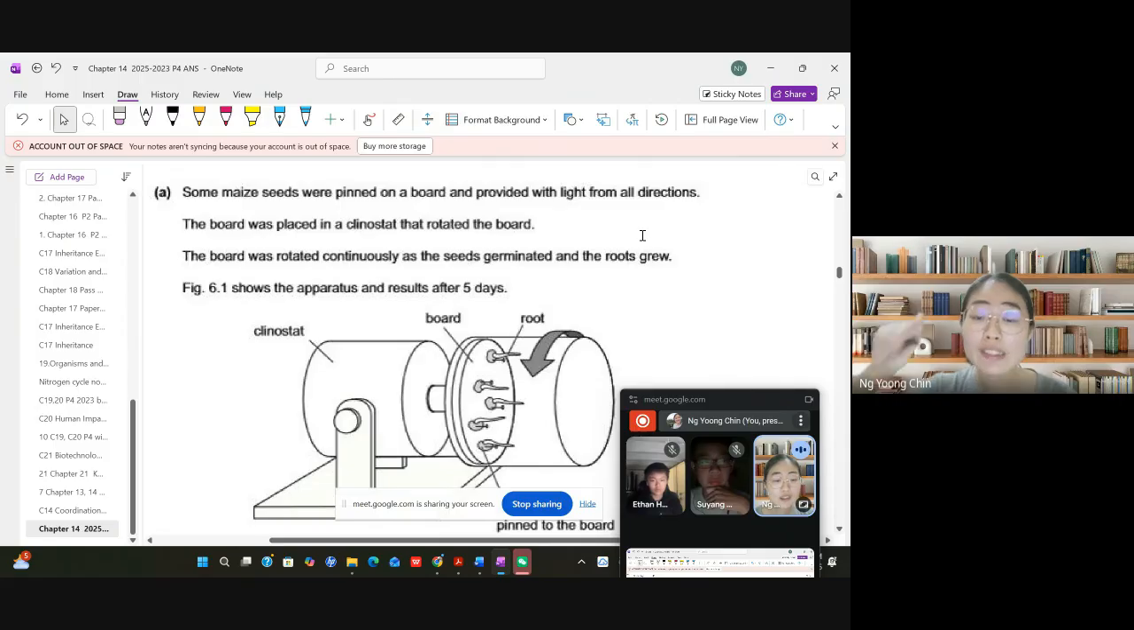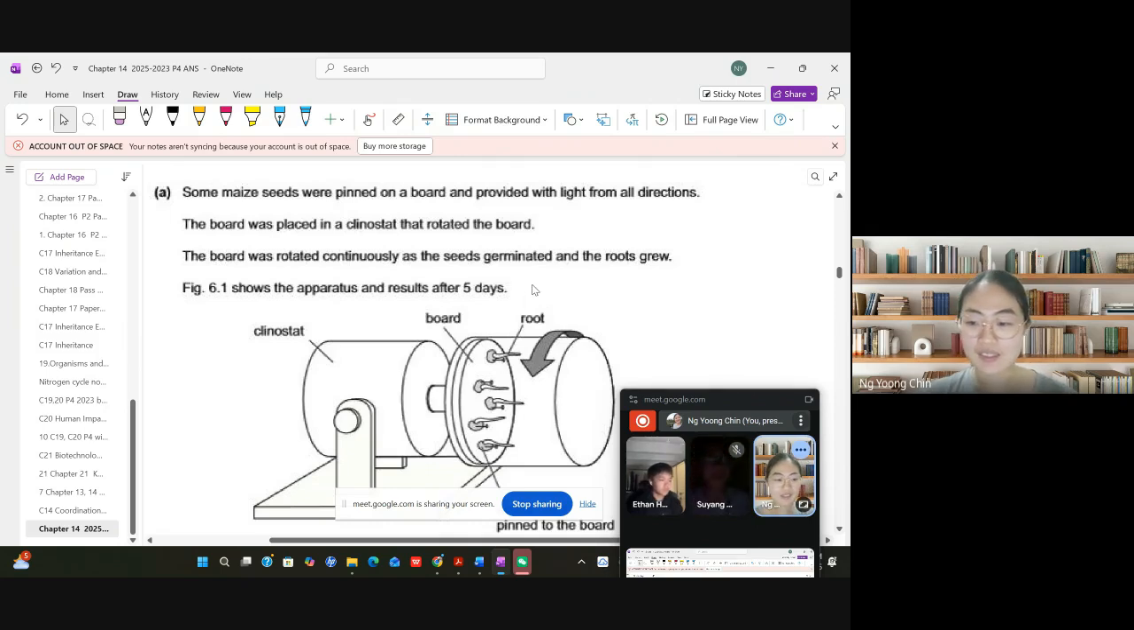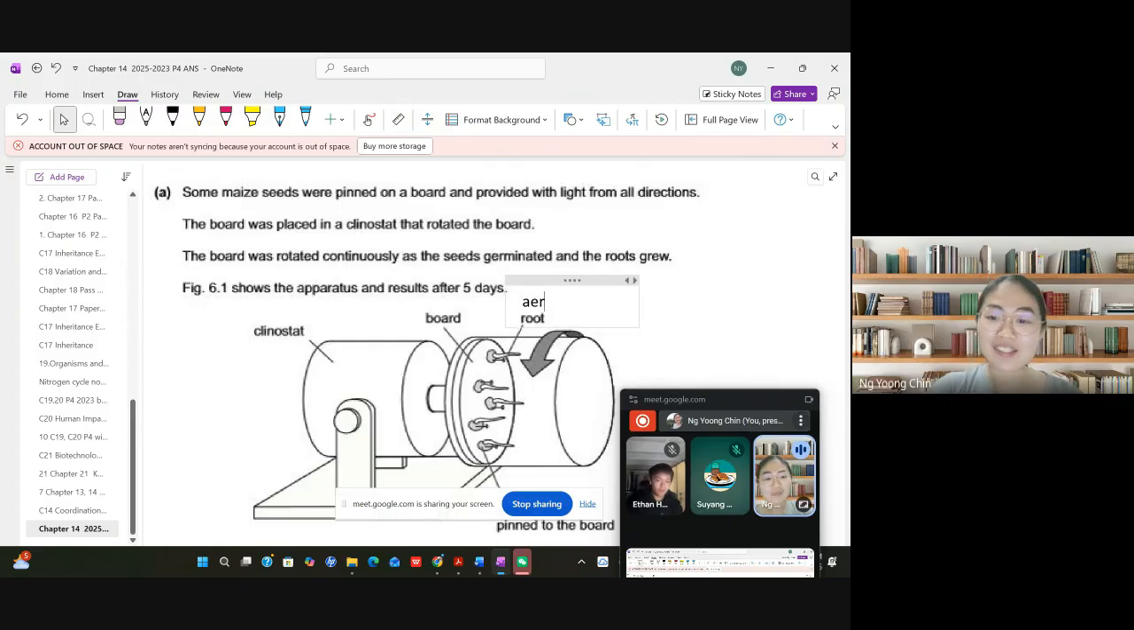Okay, what do they show? Seed germination. So is seed germination a kind of aerobic respiration or anaerobic respiration? You tell me which one. I cannot hear your answer, you are muted. Which one? Aerobic or anaerobic? Anaerobic, right? Oh, okay. The answer is aerobic. It's not anaerobic. Okay, it's aerobic.